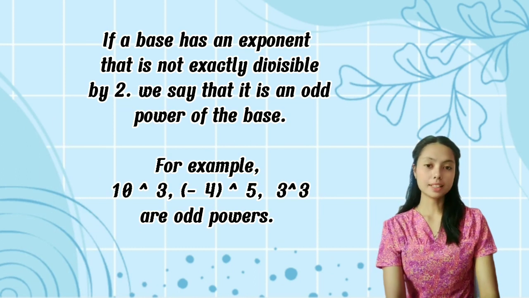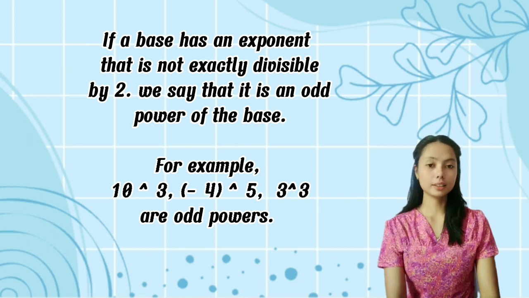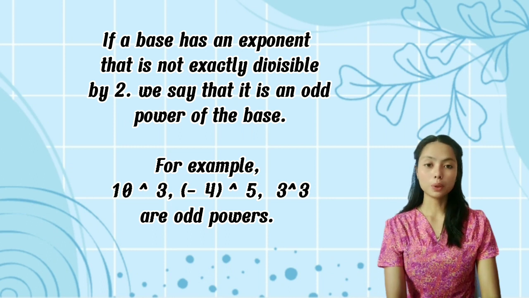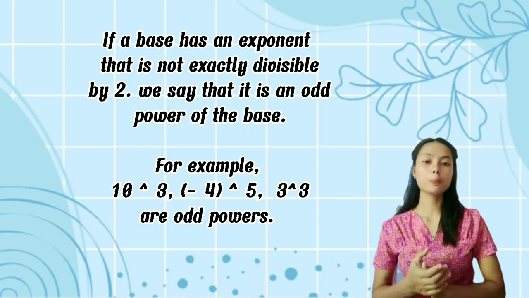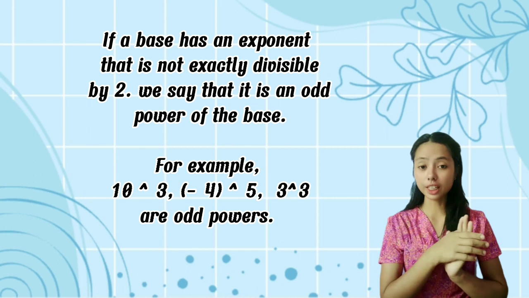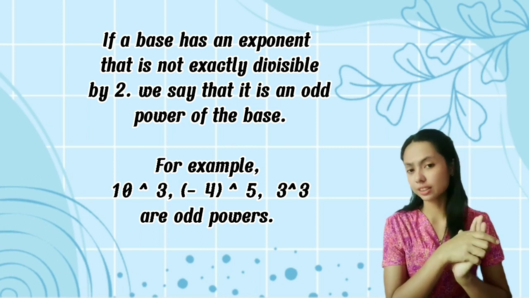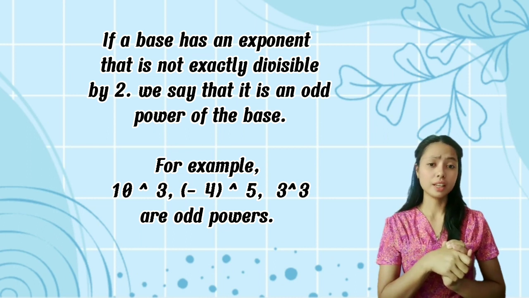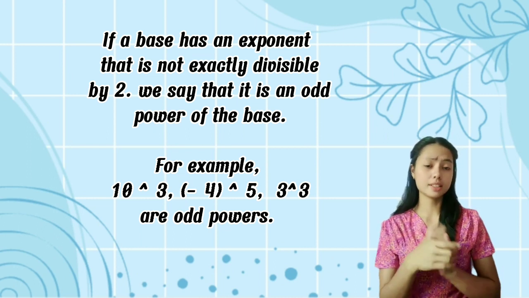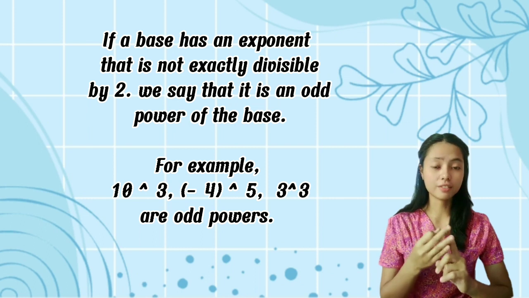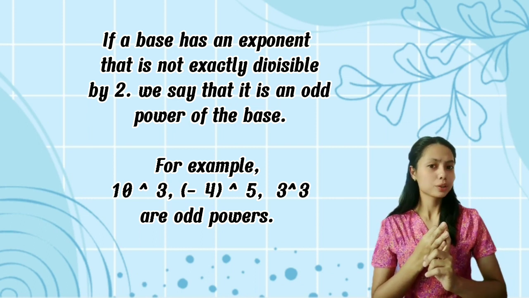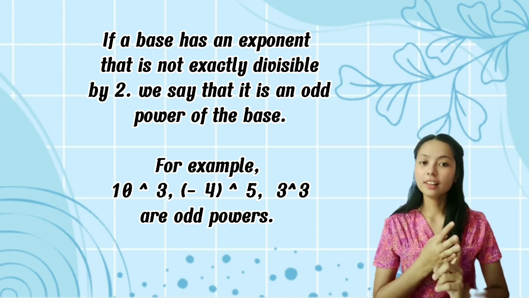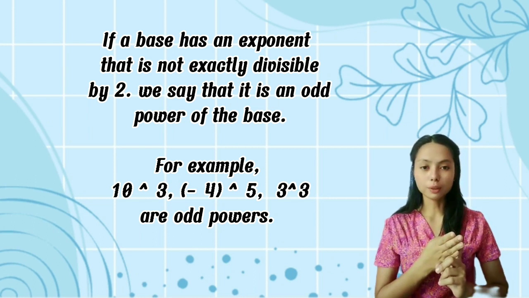If a base has an exponent that is not exactly divisible by 2, we say that it is an odd power of the base. For example, 10 raised to the power of 3, and negative 4 raised to the power of 5, and 3 raised to the power of 7. As you can see, the exponents 3, 5, and 7 are odd numbers. So we can say that these are the odd powers of the base.